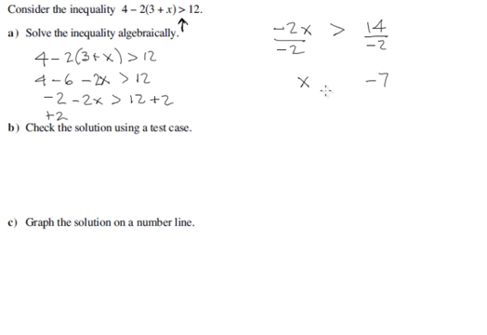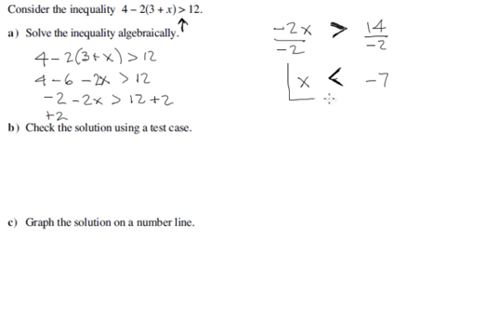And what goes here? Do you remember? This is the one thing that's different when you're doing an inequality. If you multiply or divide by a negative number on both sides, the inequality turns to flip the other way. So instead of being a greater than, this now becomes a less than. X is less than -7.